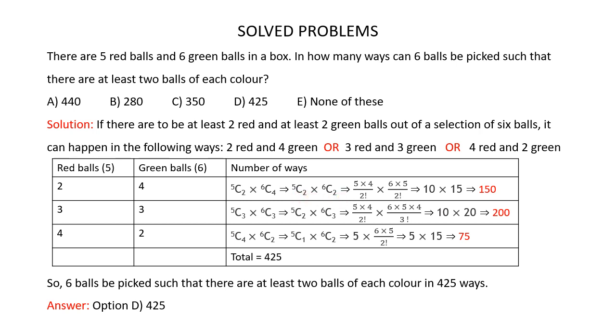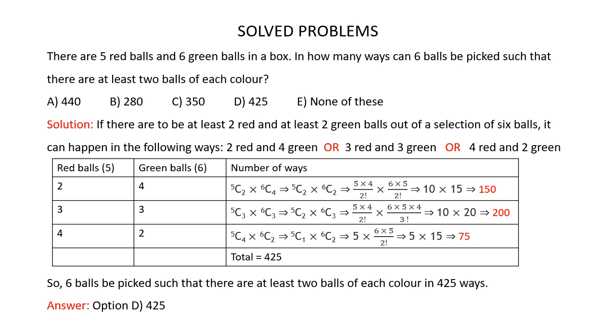5C2 can be written as 5 multiplied by 4 divided by 2 factorial. And 6C2 can be written as 6 multiplied by 5 divided by 2 factorial. We know that 2 factorial is 2. So on solving this, we get 10 multiplied by 15, which is 150. Now let's look at the second case.